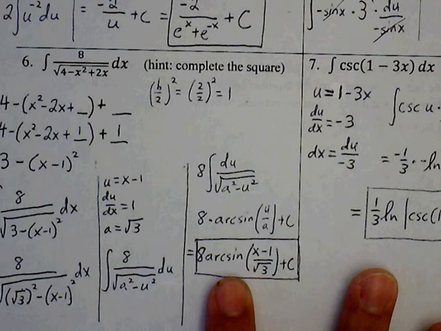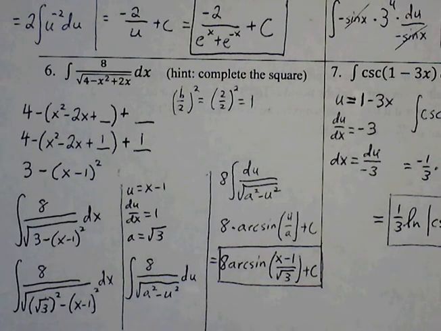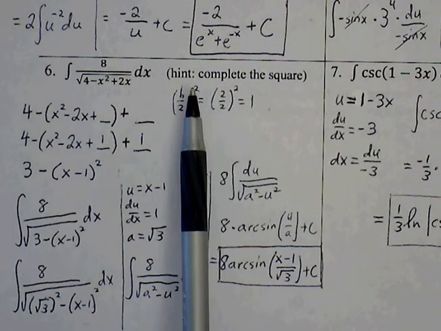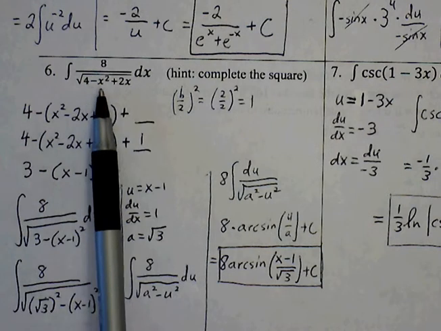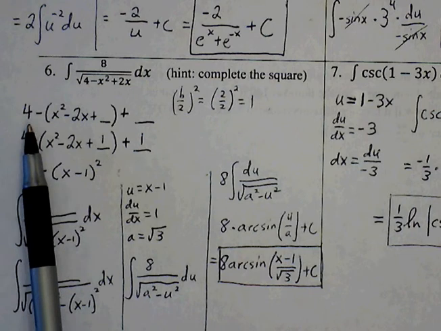Okay, let's look at number 6. 8 over square root of 4 minus x squared plus 2x. The hint here is to complete the square. To complete the square, we're going to have to deal with this x squared plus 2x. So I'm going to just deal with the denominator for now.